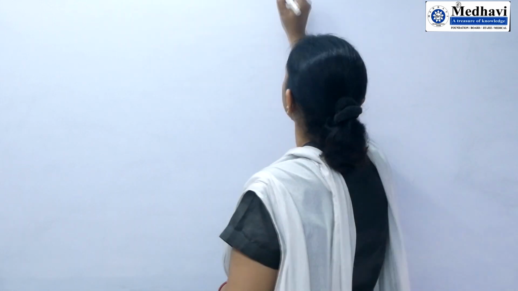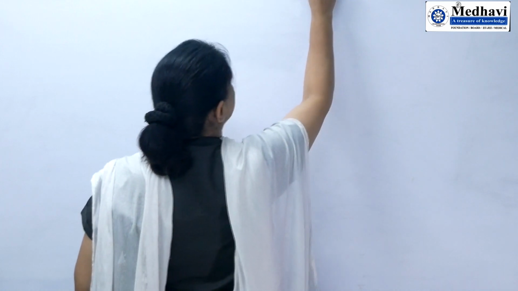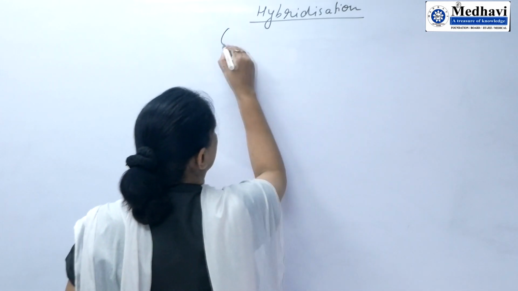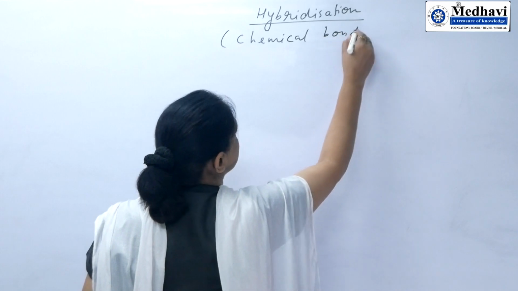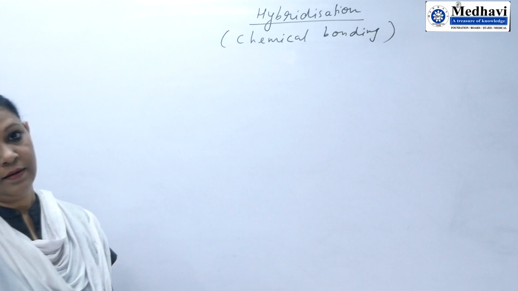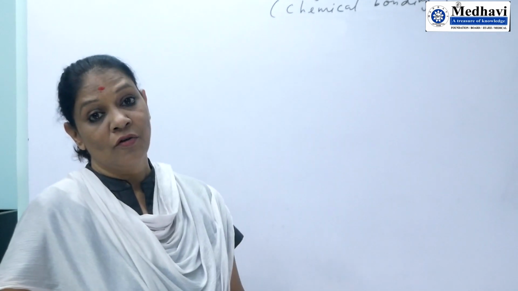So I am going to introduce hybridization. This topic I have selected from chapter Chemical Bonding, standard 11th class. But this hybridization part can be used to find hybridization of both inorganic and organic compounds.